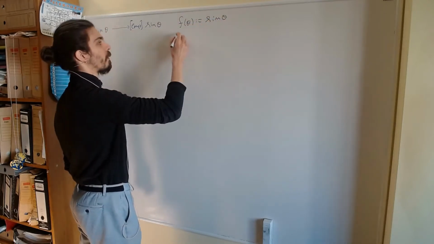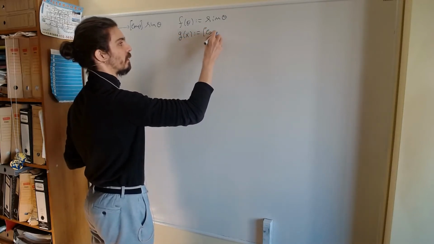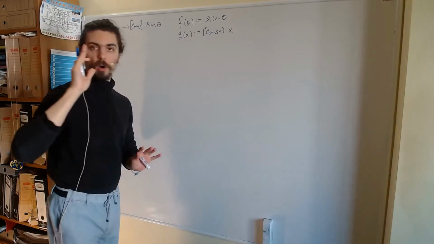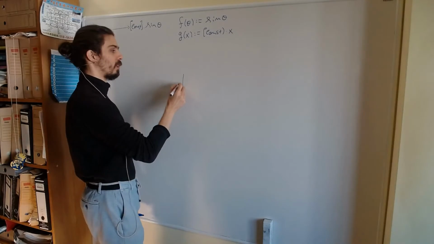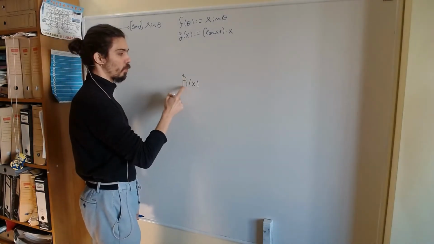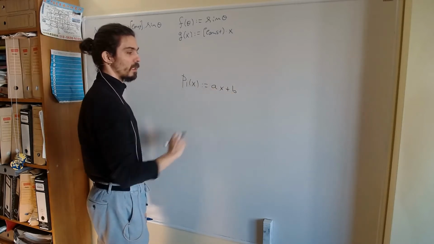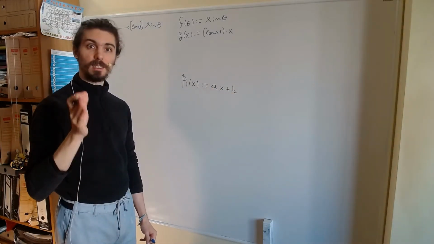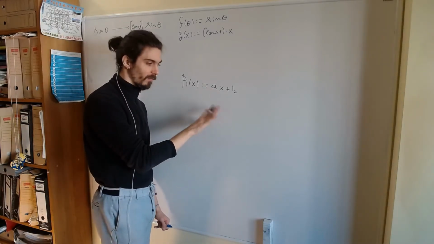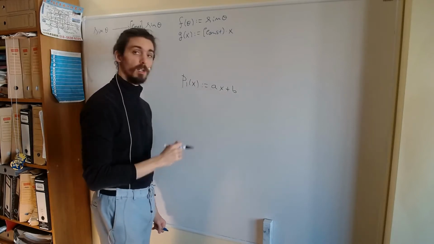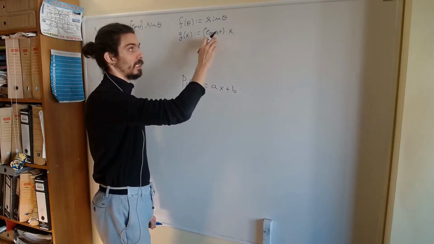We also have the polynomial g of x, which is the constant times x. Recall what is the general formula for a polynomial of degree 1. P1 of x in general is ax plus b. A and b are parameters, that is, numbers that you choose. X is the input, a gives you the slope of this line, and b the y-axis intersection. In this case, b is 0 and a is a constant that you choose.